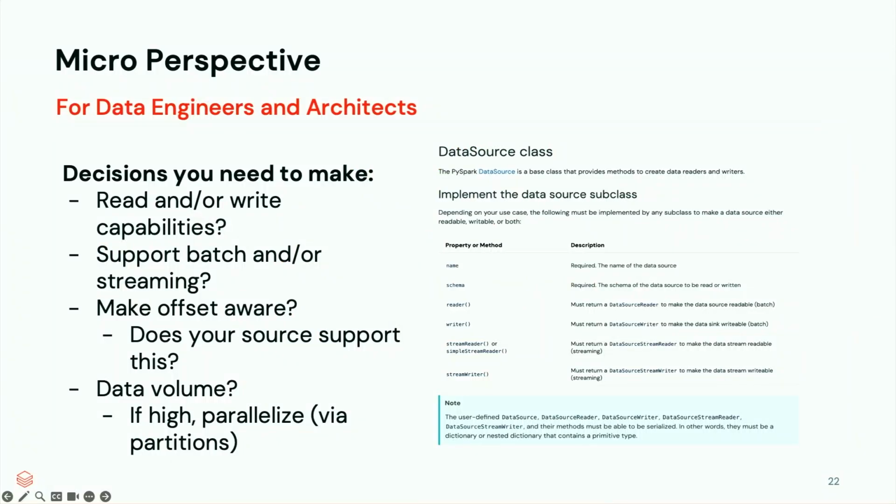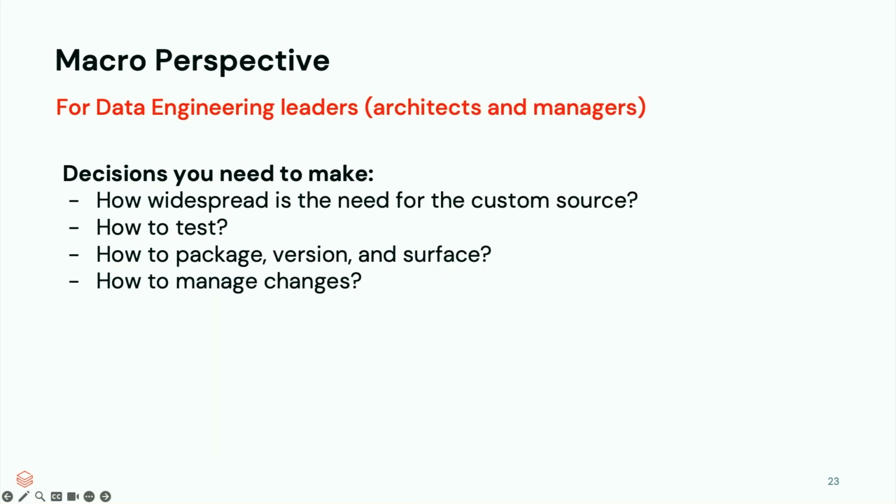There we go. All right, so for the developer, the micro perspective, decisions you need to make: read or write, stream or batch. Does your source support offset awareness? If not, that's going to limit the ways you can use the data. Is the data volume high? Then you're going to want to parallelize that ingest using the class that we used. And if not, you can use that simple one.